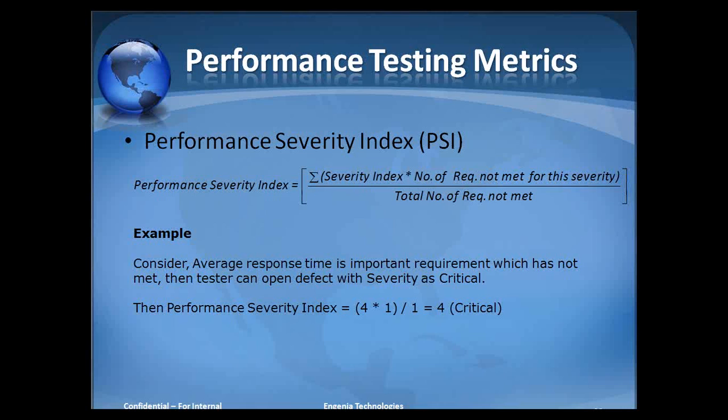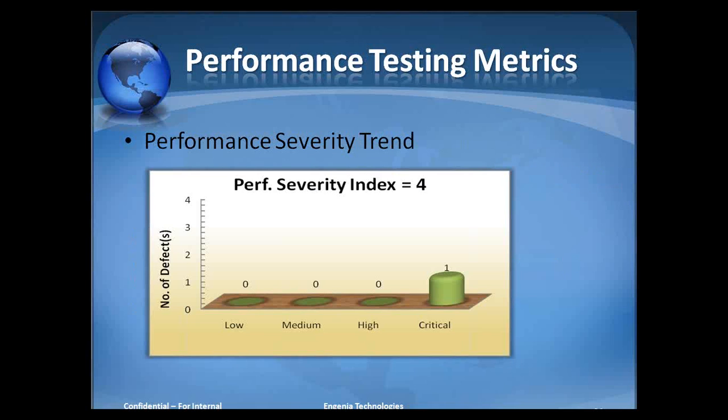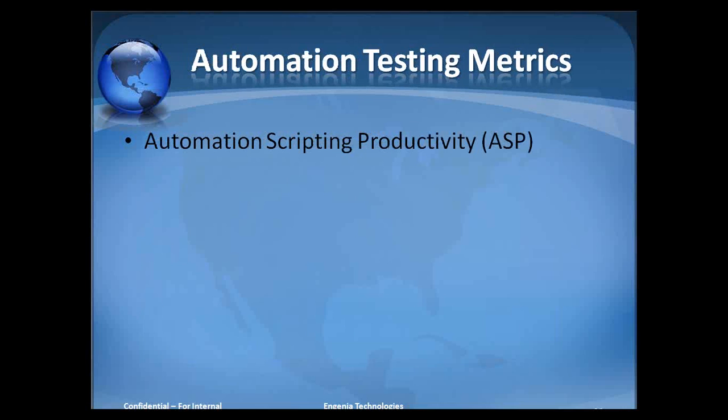In this case, I've taken another example, that the average response time is an important requirement which has not been met. Then the tester can open the defect with severity as critical. In that case, the performance severity index would be 4, which is very much critical. We can have this graphical representation where there is just one critical defect which has a performance severity index of 4.